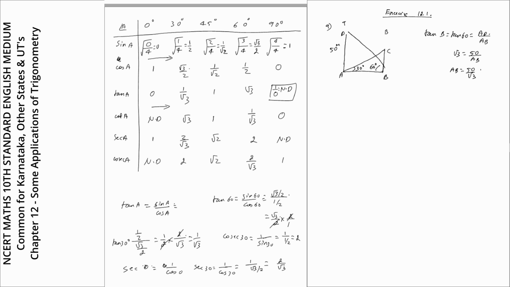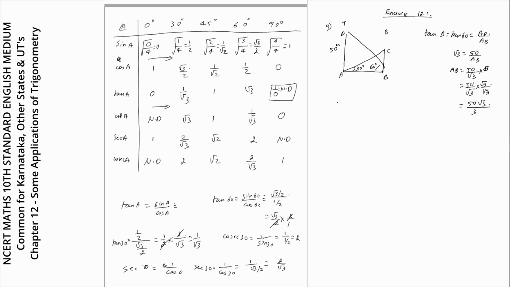So root 3 is an irrational number, so I can multiply and divide by root 3 to make the denominator a rational number. So 50 root 3 into root 3 is 3. Okay, so 50 root 3 by 3 is the length of AB.